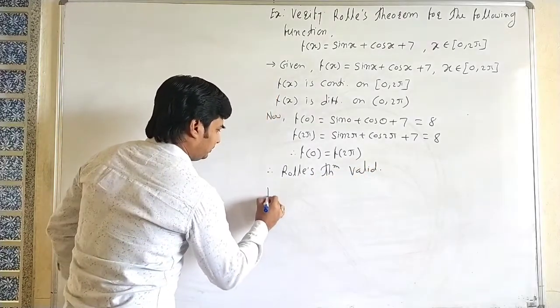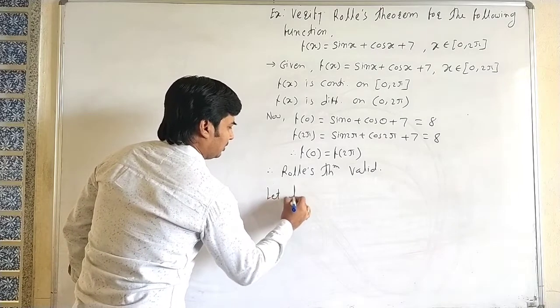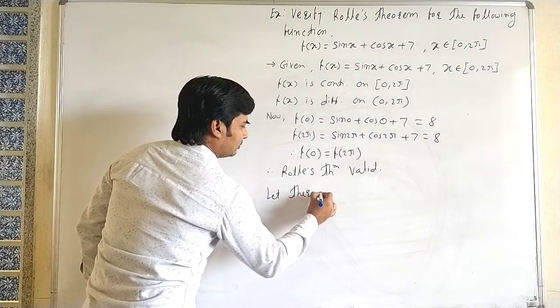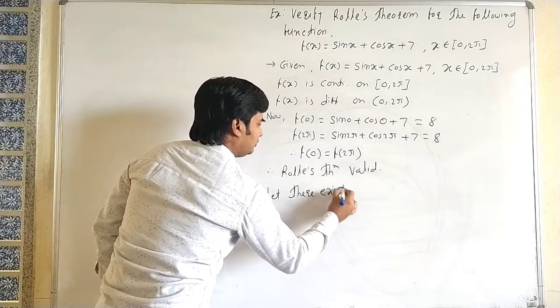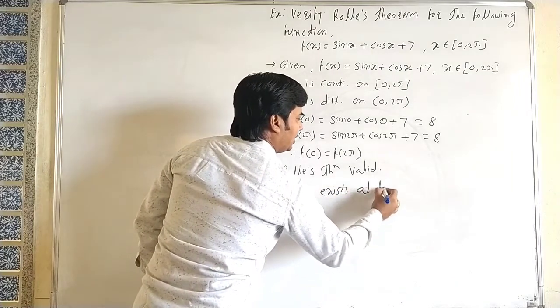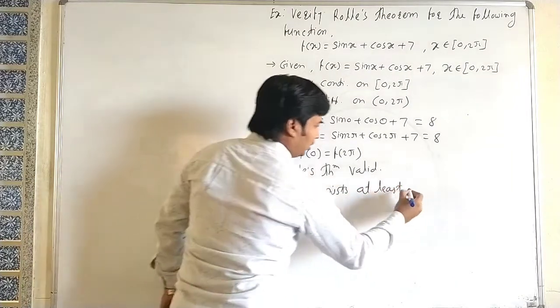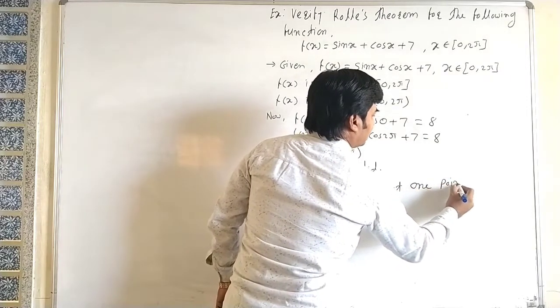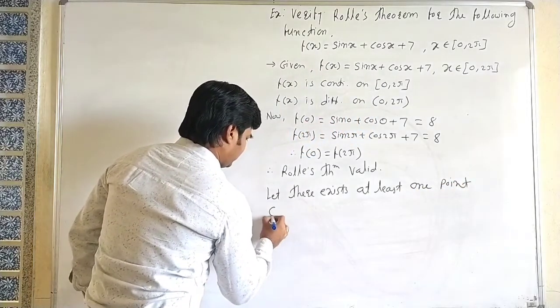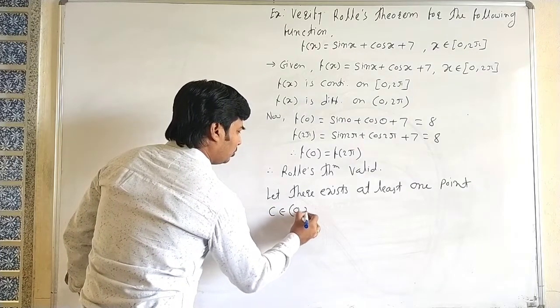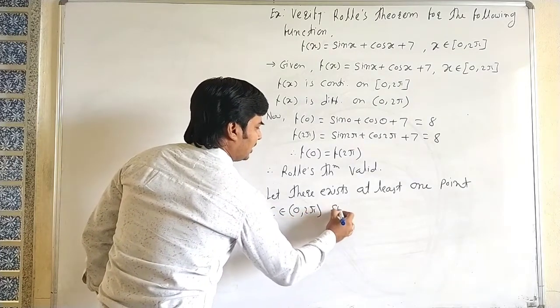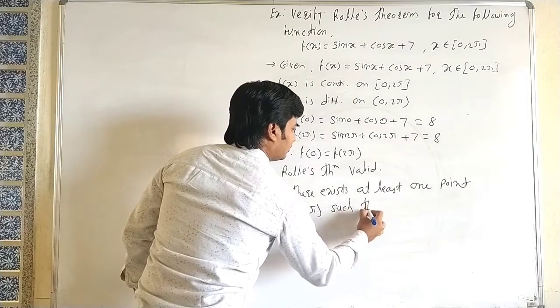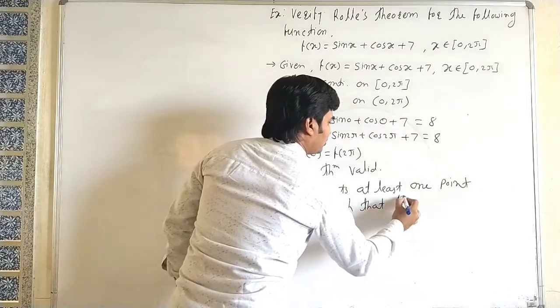Then let there exist at least one point c belongs to (0, 2π) such that f'(c) is equal to 0.